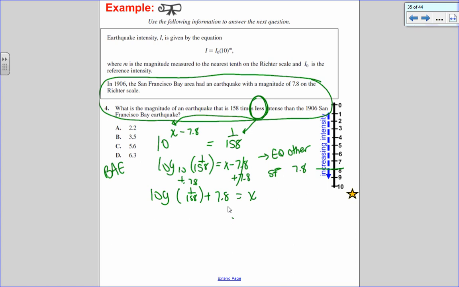So I know I've done this correctly if I have a number that's smaller than 7.8. So I just plug it into my calculator like that, and I get that it measures 5.6 on the Richter scale. So whenever you guys are doing the adding, subtracting for the exponent, just add or subtract in the direction of the increase or the decrease, whichever is given to you.